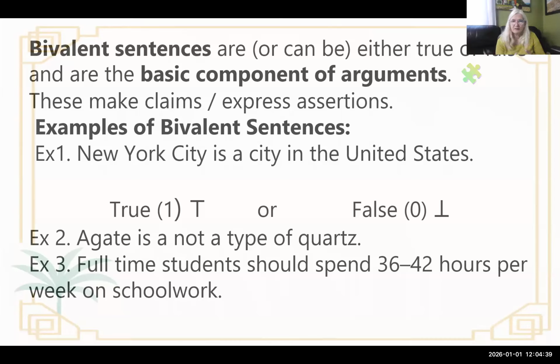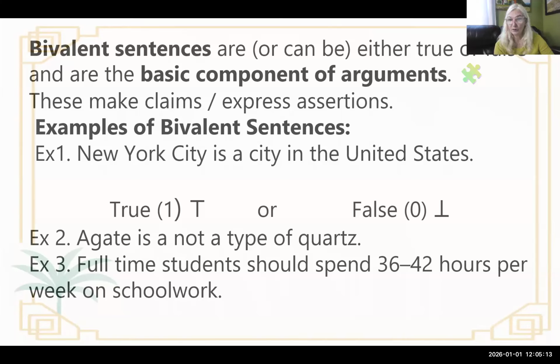Just as if I said New York City is a city in China, that would also be either true or false. Agate is not a type of quartz, also either true or false. And finally, normative claims we also treat as capable of truth or falsity. Things like legal norms and moral norms, and even aesthetic norms, sometimes we'll treat them as capable of truth or falsity, in order to be able to reason from them, okay?